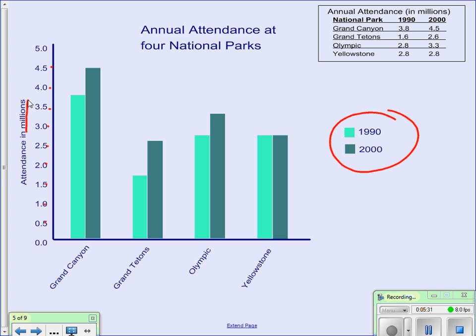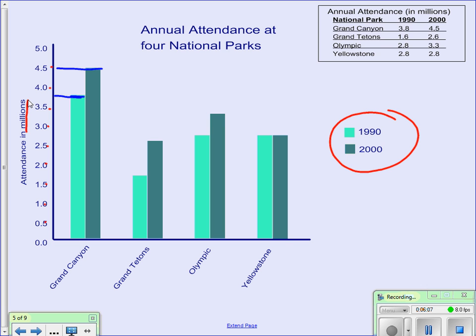If we go over and look at the Grand Canyon National Park over here, you can see that in 1990, the light blue is right there, somewhere between 3.5 and 4.0. So maybe 3.7, 3.8. Okay. The gray one here in 2000 looks like it's about 4.5 million people. So you can see then the difference comparing not just one park to another park, but in a double bar graph, we compare the Grand Canyon in 1990 to the Grand Canyon in 2000.